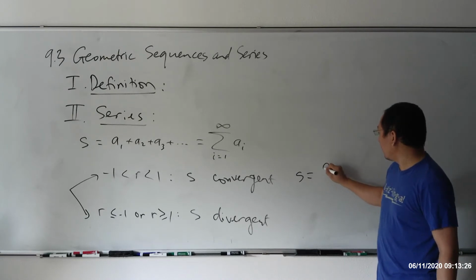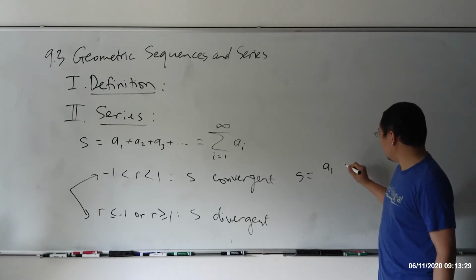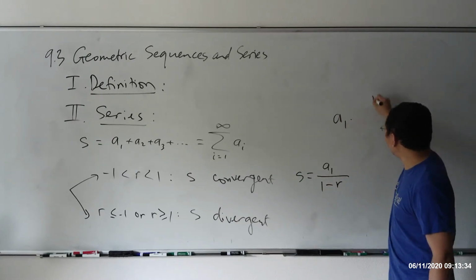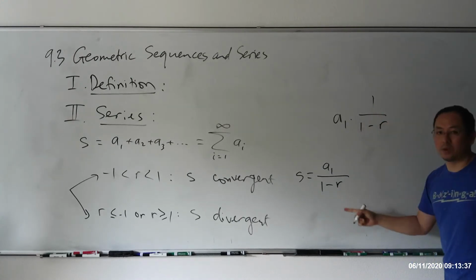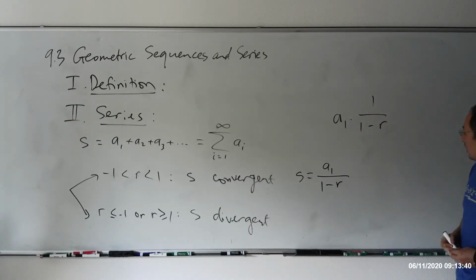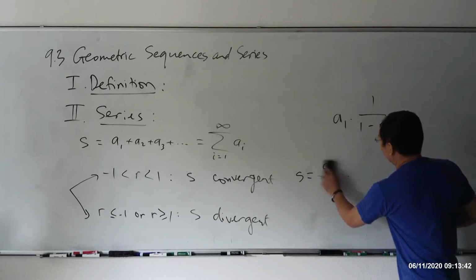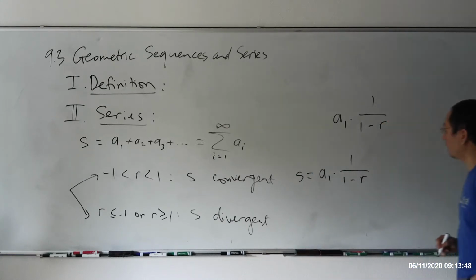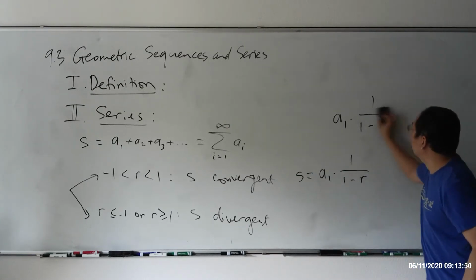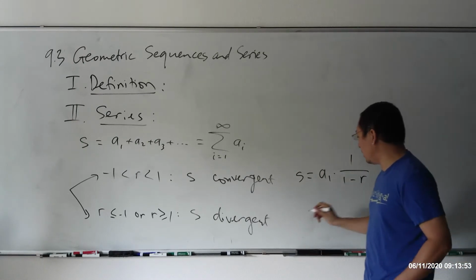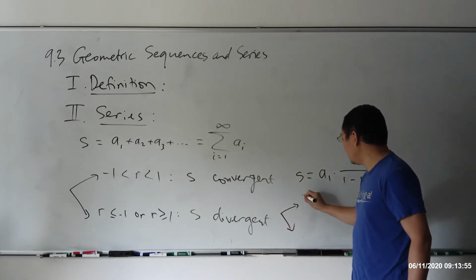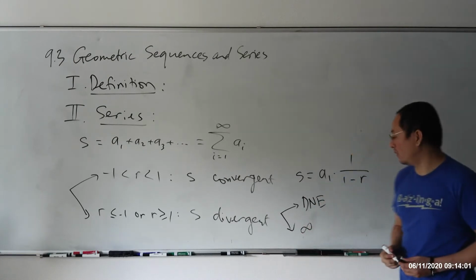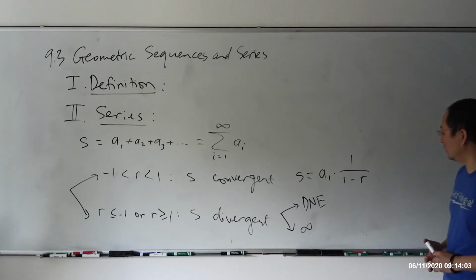A1 over 1 minus r. I was going to write A1 times 1 over 1 minus r. It's the same thing. This is how the book writes it, or you can write it this way if you like. Doesn't matter, it's the same thing. And if the series is divergent, then you have two cases: either the sum does not exist, undefined, or the sum goes to infinity. And if the sum goes to infinity, we still say the series is divergent.